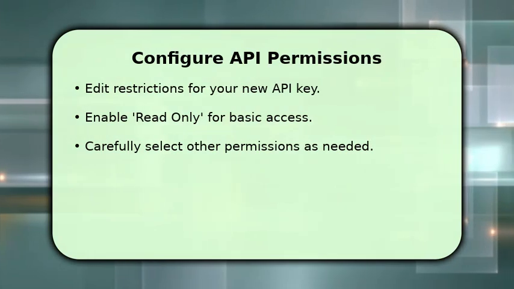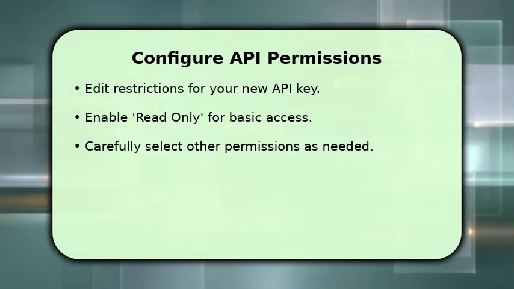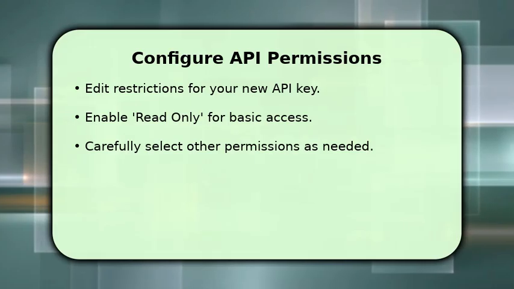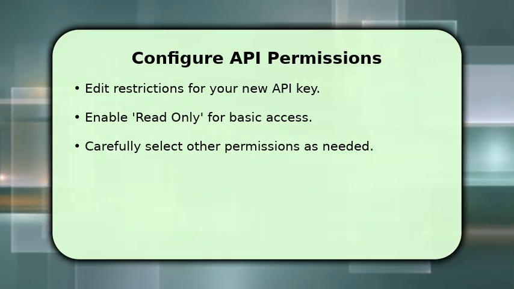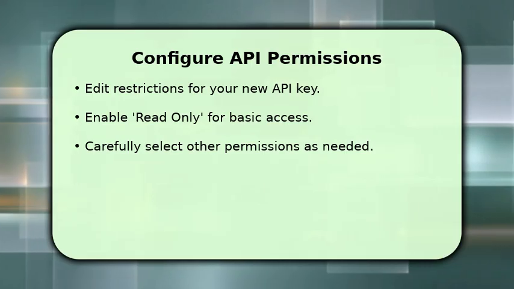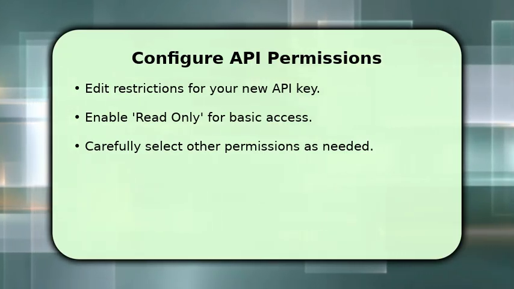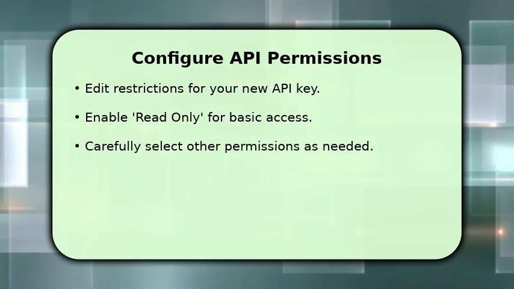Now, let's configure the permissions for your new API key. Click Edit Restrictions next to your newly created key. By default, read-only access is often enabled, which allows data retrieval without trading capabilities.